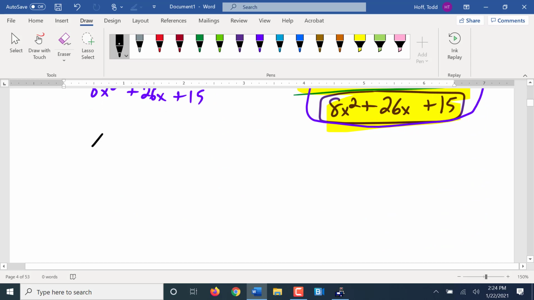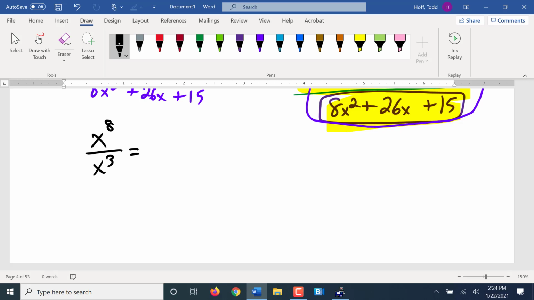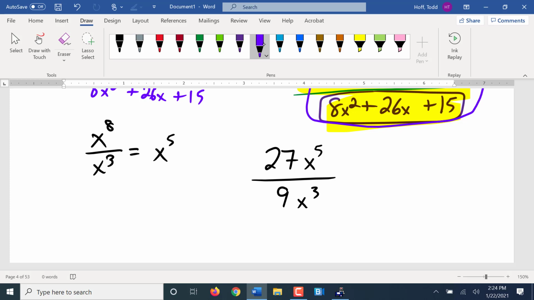Division. Remember if I had something like x to the 8th divided by x to the 3rd, what did we do with the powers? Subtract them. So 8 minus 3 is 5. If I have 27x to the 5th divided by 9x to the 3rd, I still combine the counts. What's 27 divided by 9? 3, and then I combine the names. X to the 5th divided by x to the 3rd? X squared.